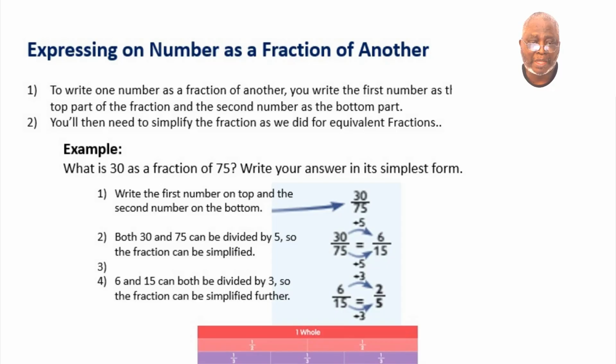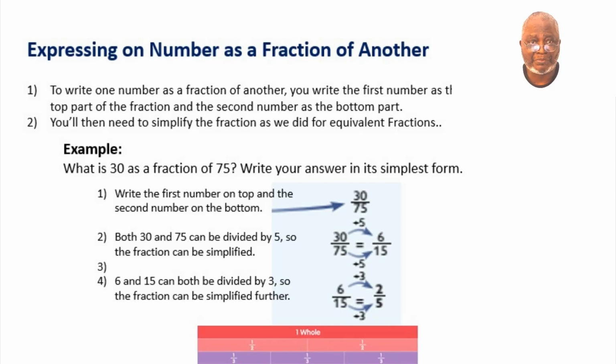Expressing one number as a fraction of another. To write one number as a fraction of another, you write the first number as the top part of the fraction and the second number as the bottom part. You will then need to simplify the fraction as we did for equivalent fractions. Example, what is 30 as a fraction of 75? Write your answer in its simplest form.